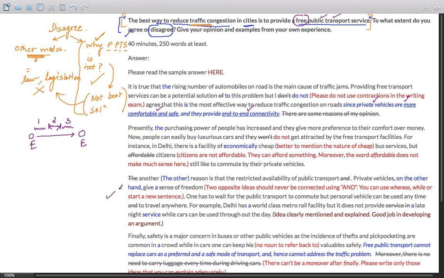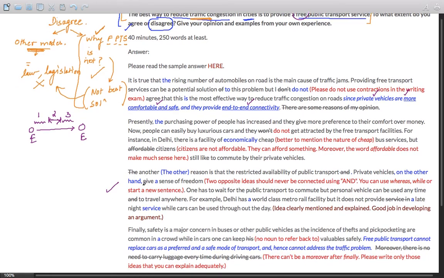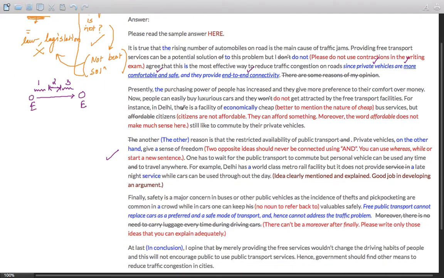Let us go through this paragraph, for instance, body paragraph 2. The student begins, though there is a grammar mistake, there's nothing called "the another." So it's just "another," or "another or the other reason is that the restricted availability of public transport."